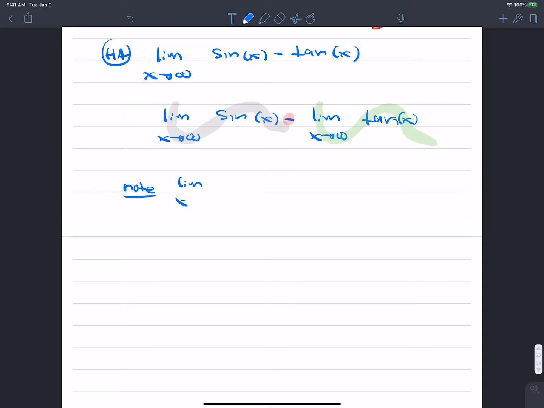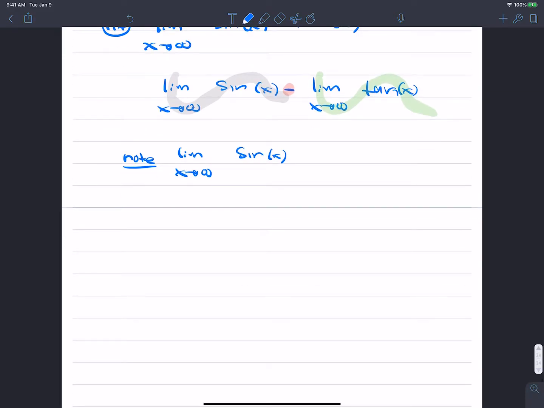The limit as x goes to infinity for your sine curve. What is that going to be? Because yes, we can think of what again? And what? And behavior. So what do you guys think that limit's going to be here?